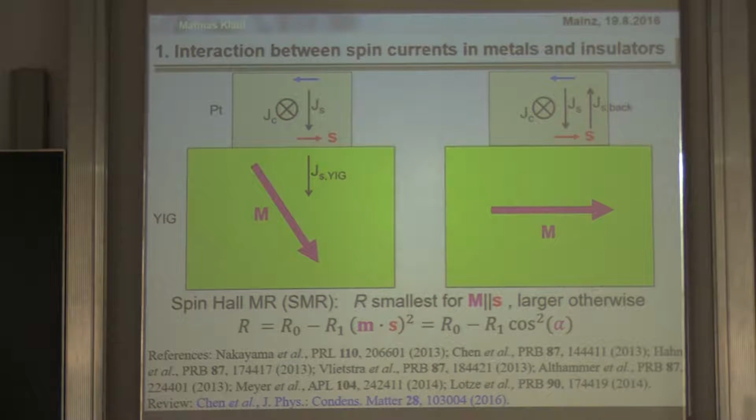So there's an original paper with Garrett, Nakayama et al., and Chen et al. So many people have measured that. There's also a review on that. And essentially, you get an angular dependence of the resistance that's just a cosine squared of the angle between the magnetization direction here and the direction of the spins at the interface.